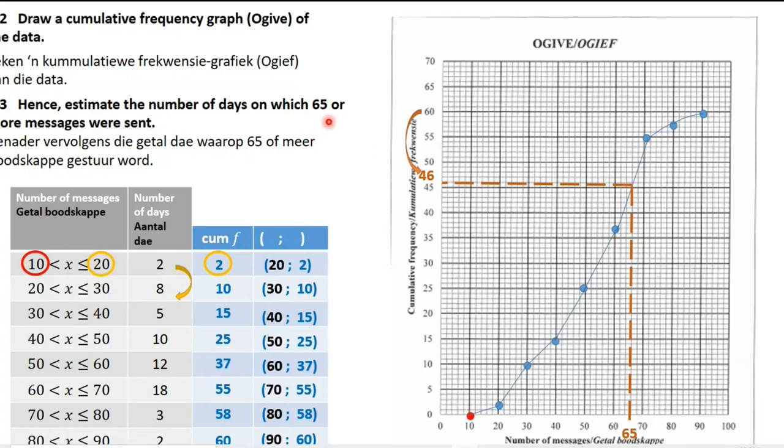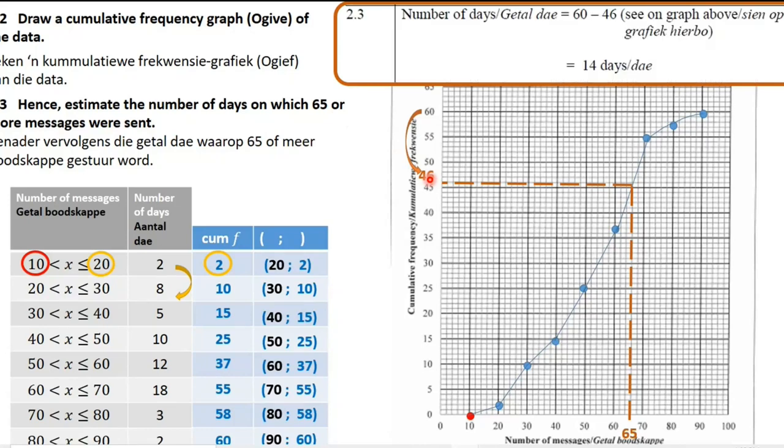The number of days on which 65 or more messages were sent. So why do they say 40? Because we haven't answered the question yet. The number of days, so on how many days, are you listening? On how many days did they send 65 or more messages? So it's from here to the last one, from day 46 to day 60. That's how many days.